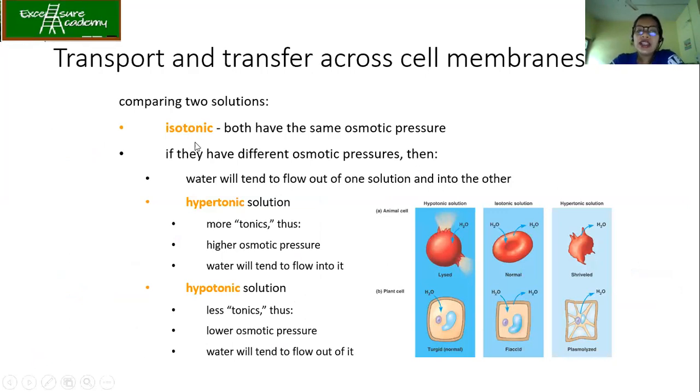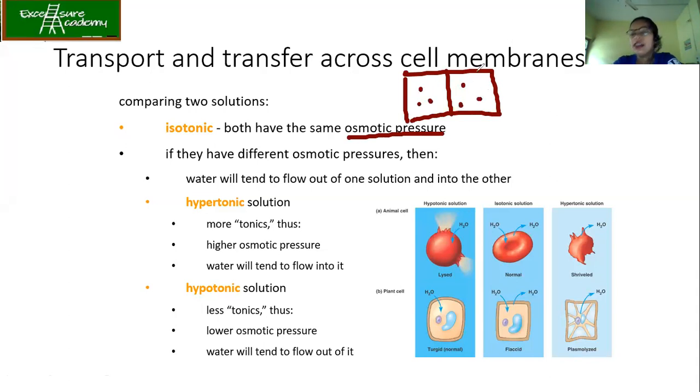You have the isotonic, which is simple. I believe you already know all this. They have the same osmotic pressure. What does it mean? If in a container there is a semi-permeable membrane, the concentration is the same here as well as here. So the solute concentration is the same in both partitions. Now if they have a different osmotic pressure, it can be either hyper or hypo. Hypo means less, hyper means high or more, right? Hypertonic solution means higher osmotic pressure, so water will tend to flow into it.